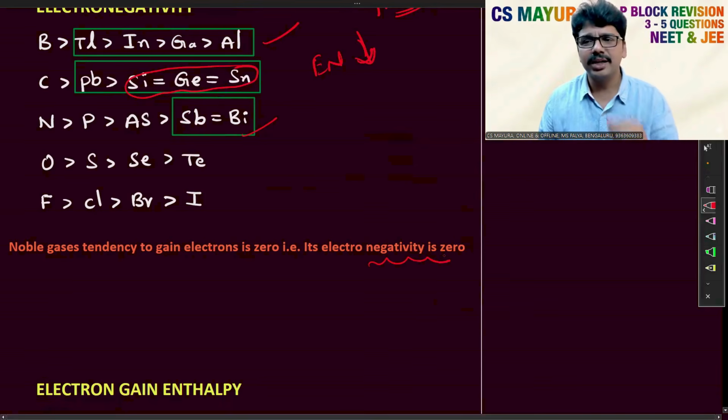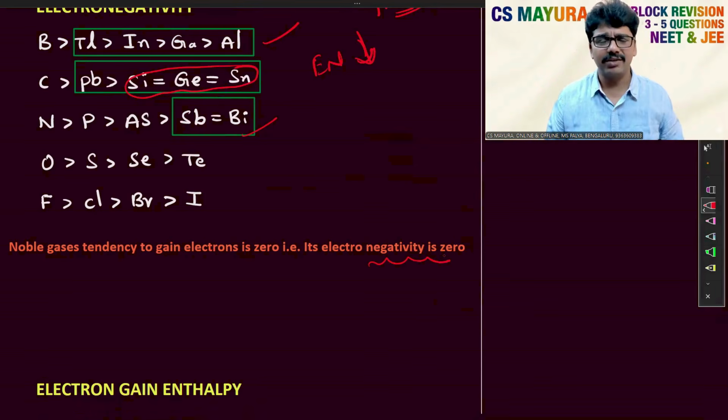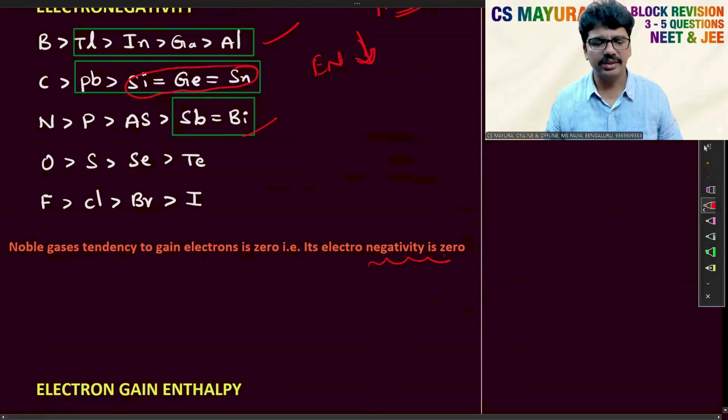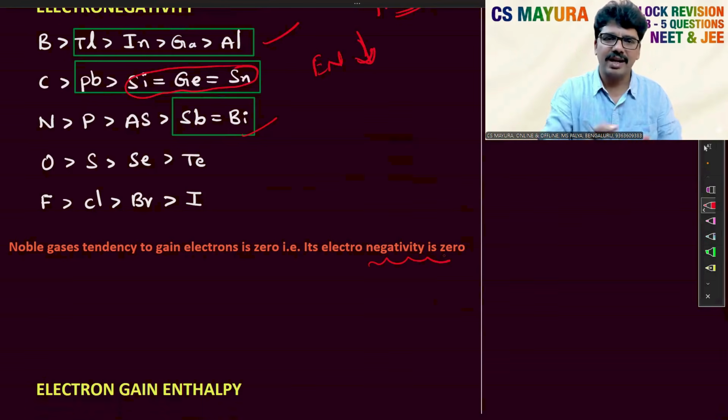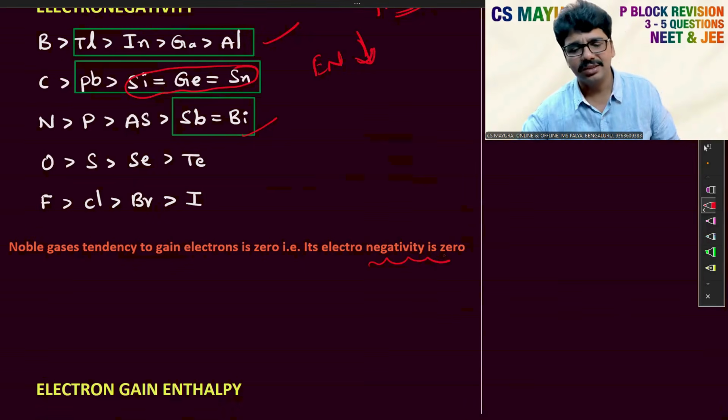So remember, electronegativity is a relative value. It does not have any particular unit. It is not energy. It's a relative value compared to others. So noble gases do not have any tendency to attract the shared pair of electrons. So electronegativity of all noble gases is considered as 0.